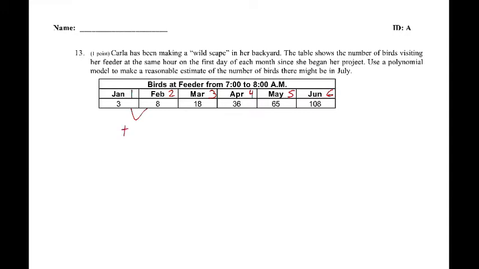Going from 3 to 8, we add 5. Going from 8 to 18, we're adding 10. Going from 18 to 36, we're adding 18. 36 to 65, we're adding 29. And 65 to 108, we're adding 43. Okay, so it's not linear. Degree 1 didn't work, not linear.